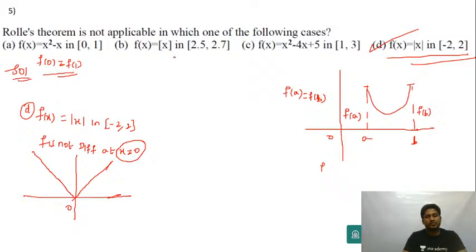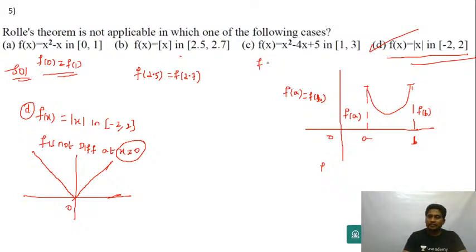f of x is equal to box x is discontinuous at integral points. At non-integral points it is continuous and differentiable as well. And f of 2.5 is equal to f of 2.7 because box of 2.5 is 2, box of 2.7 is also 2, so it is continuous and differentiable. So option E is correct, option B is correct.